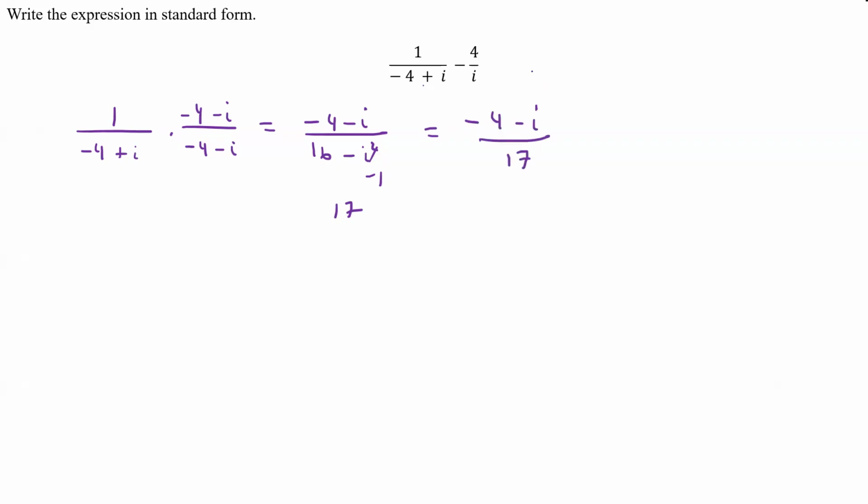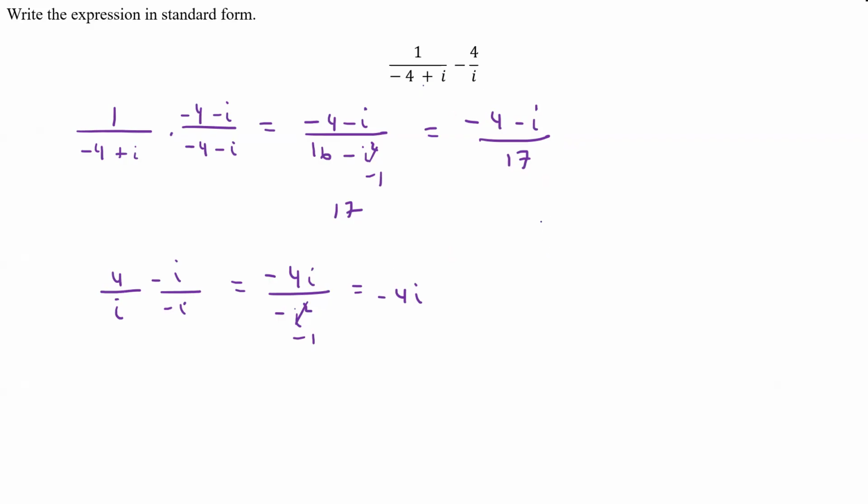Okay. And then here we have 4 over i, so multiply by negative i over negative i. So that's going to give us what? Negative 4i over, that's going to be a negative i squared. That's a negative 1, so that becomes basically a positive, so we just get a negative 4i. All right, so let's look at this, and that's minus this. So that's actually going to be plus 4i.